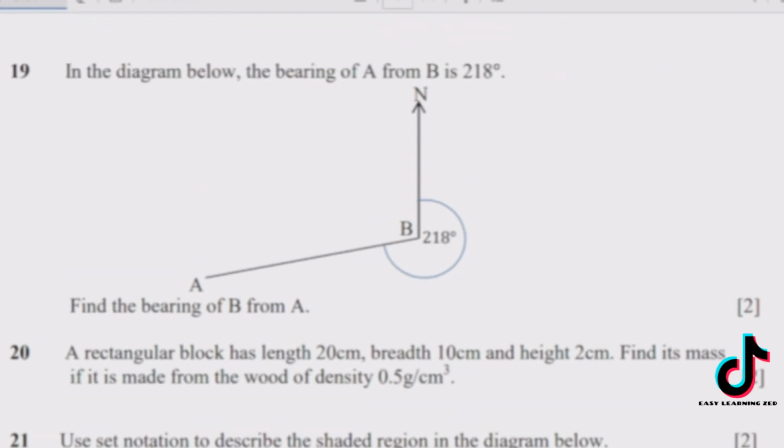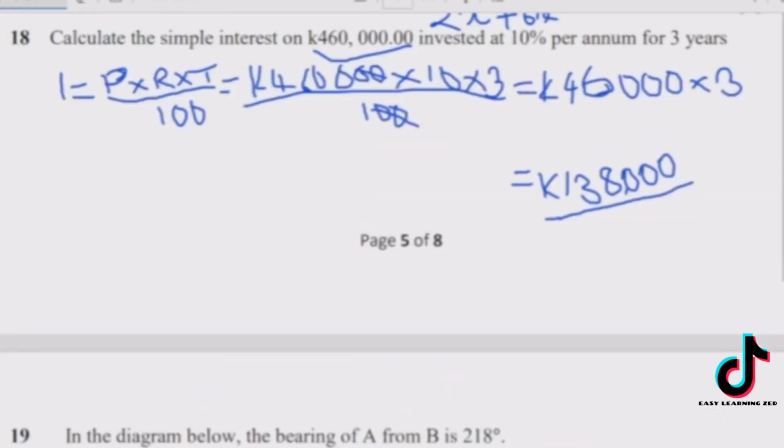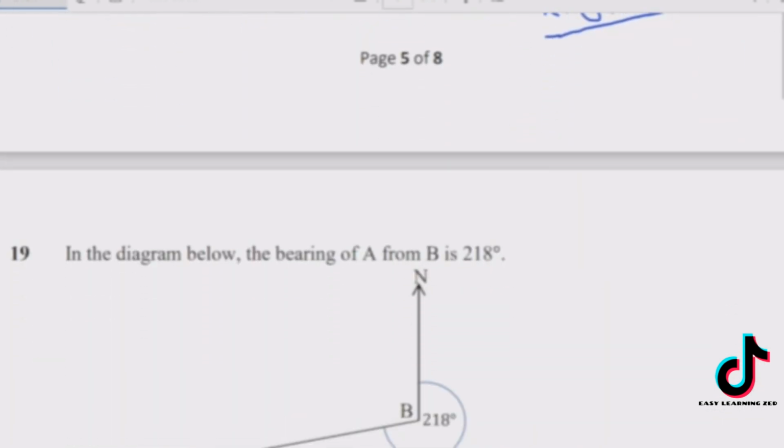That is question 18. Now we go to question 19.